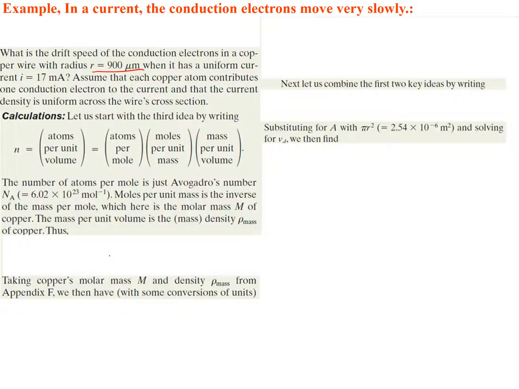Now assume that each copper atom contributes one conduction electron to the current, and that the current density is going to be uniform across the entire wire. So for each atom, you're going to have one conduction electron.